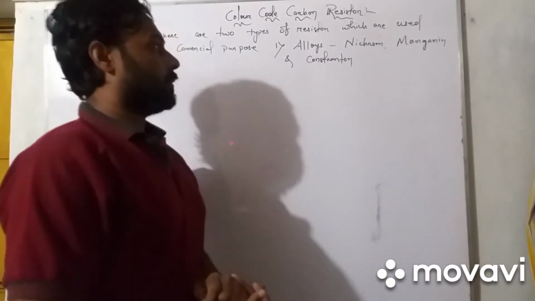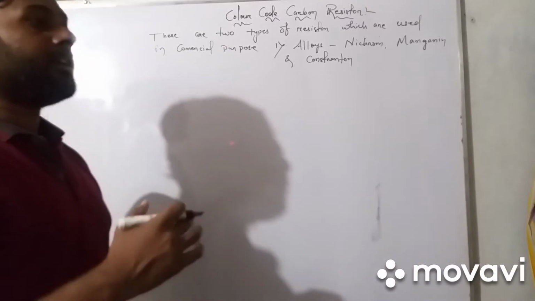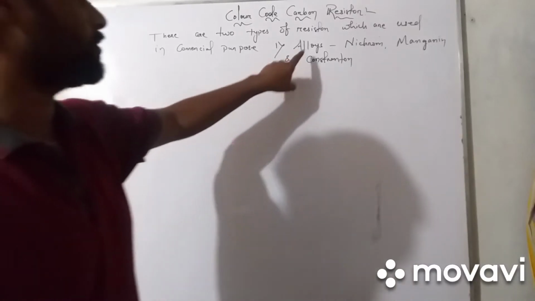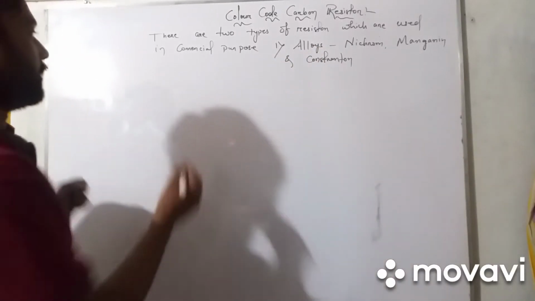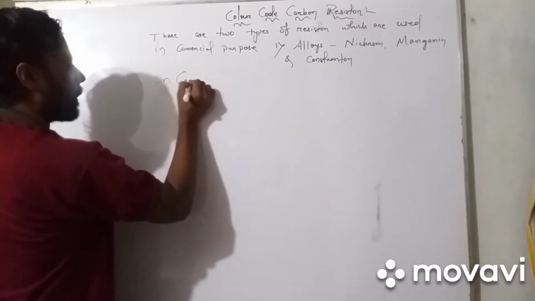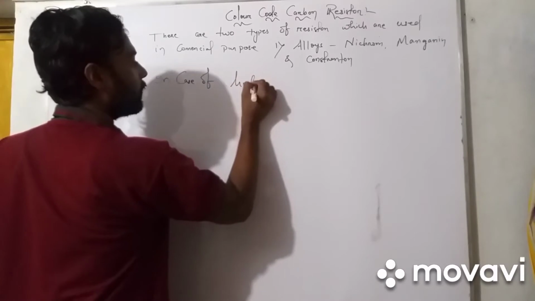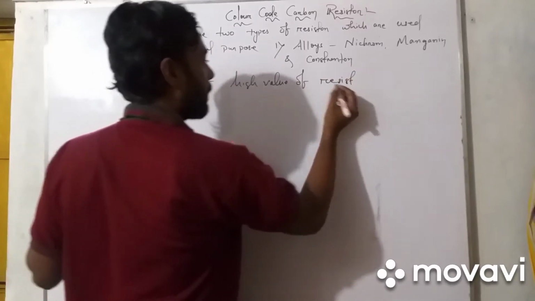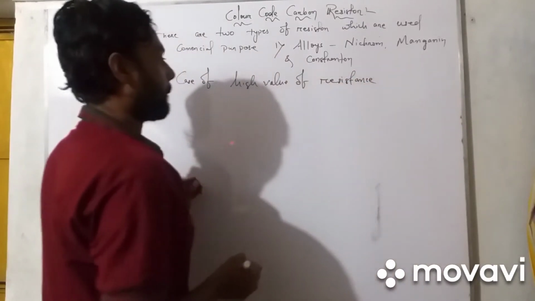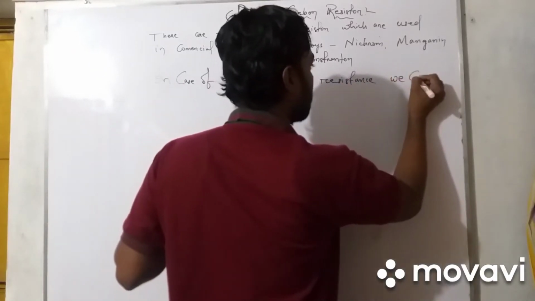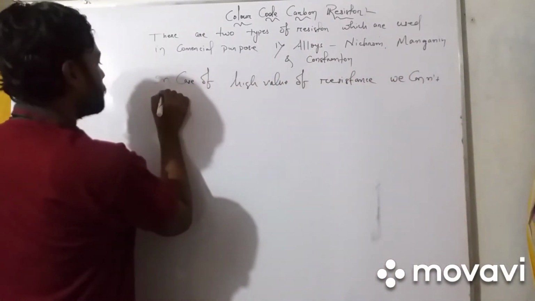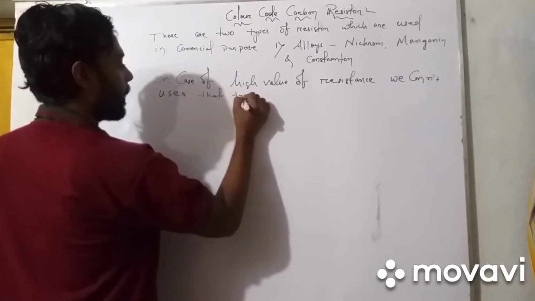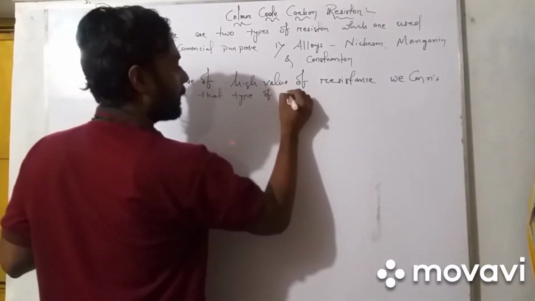In that type of experiment we have used alloys like nichrome wire, manganese and constantan. Okay, but for a very high value of resistance, we can't use that type of resistor.